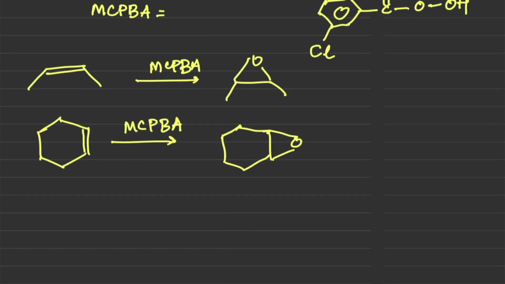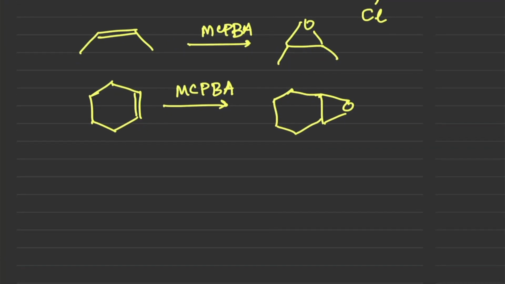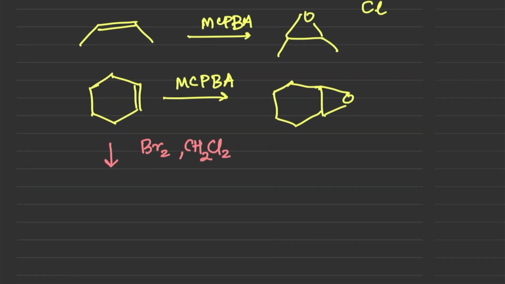But let's discuss a little more. What are the other techniques we could use to make epoxides? If you remember from your organic 1, if we react this cyclohexene with bromine in the presence of dichloromethane, we can have anti-bromination. We can add bromine on the top here and then bromine on the bottom here. So this is an anti-bromination, where the bromines are added on opposite faces.